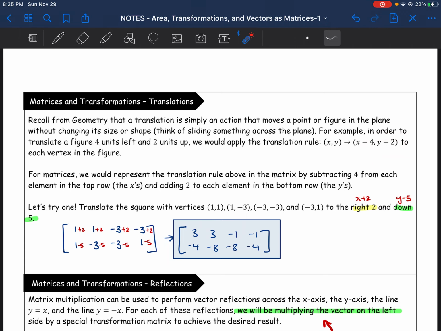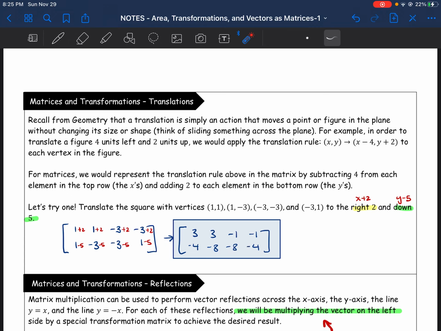So for matrices, we could represent the translation rule above in the matrix by subtracting 4 from each element in the top row, because remember that the top row are the x's, and adding 2 to each element in the bottom row, because remember that the bottom row is the y's. So that's exactly what we'll do. We would take this square, so this is the square from earlier with these vertices.